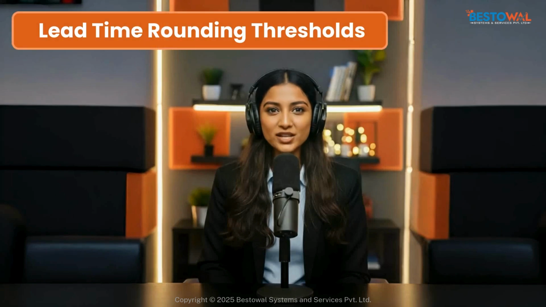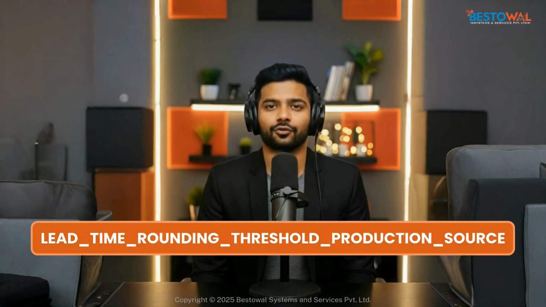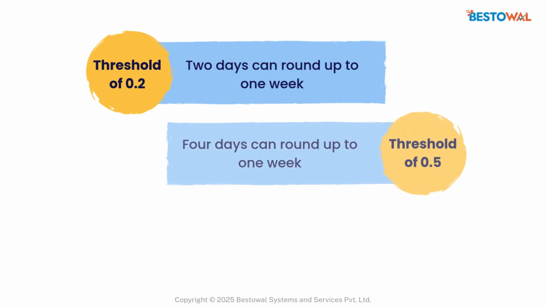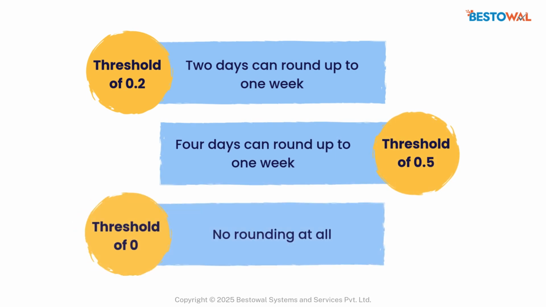Lead time rounding always causes confusion. How do additional parameters help? They let you control how aggressively lead times are rounded when converting from days to weeks or months. Parameters like lead time rounding threshold production source define the percentage at which rounding happens. For example, with a threshold of 0.2, even 2 days can round up to 1 week. With 0.5, you need at least 4 days. And with 0, no rounding at all. That's powerful and risky if misunderstood. Exactly why it's important to configure carefully.